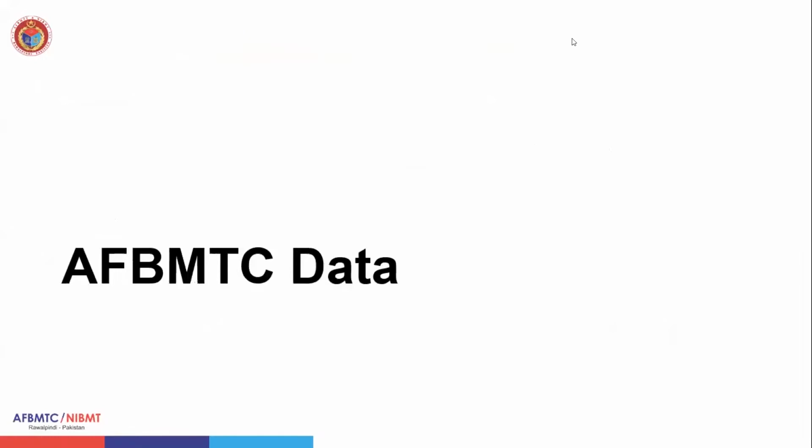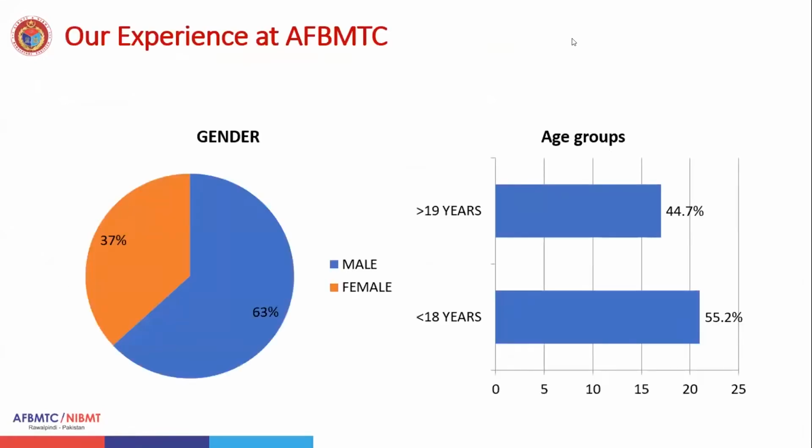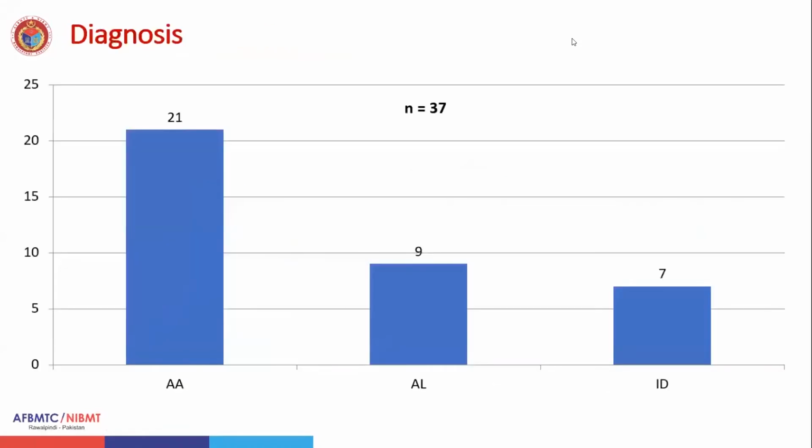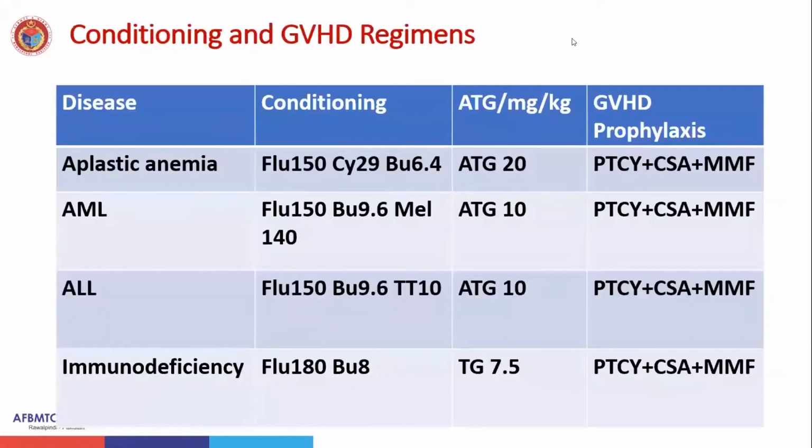So coming to our own data, we have done 37 haploidentical transplants so far, so it's a rather small number. 63% of the patients were male, 37% female. The age range is from 1 year to 39 years. 21 patients had aplastic anemia, 9 acute leukemia, AML and ALL plus 1 high-risk MDS, and 7 patients had a variety of immunodeficiencies. These are pediatric patients.